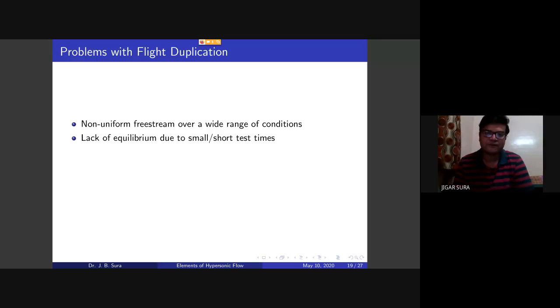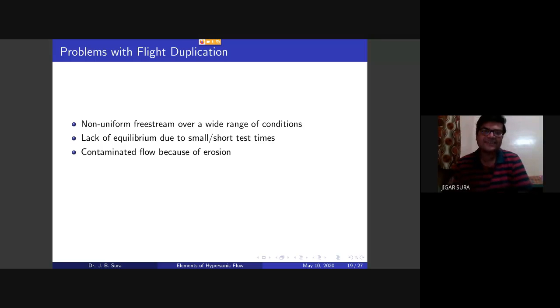Lack of equilibrium due to short or small test time. As I said, in hypersonic wind tunnels, if you achieve 1 minute, it is a great achievement. In a shock tunnel, 1 millisecond to 5 milliseconds. If somebody says I am getting 10 milliseconds, you have to use their tunnel extensively.